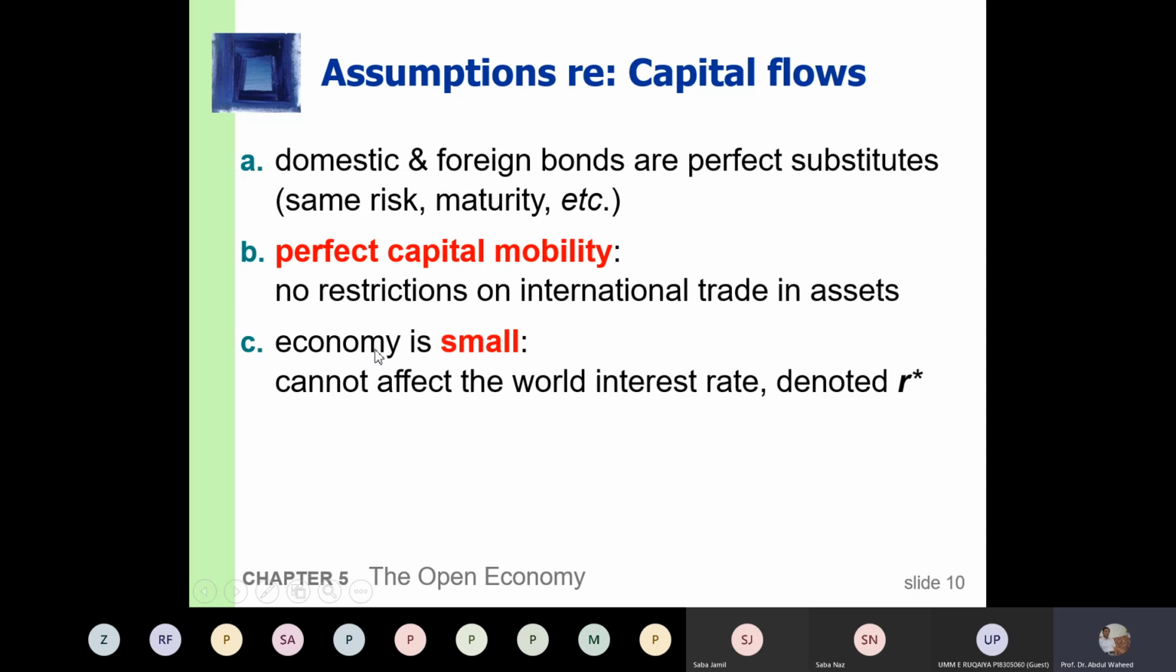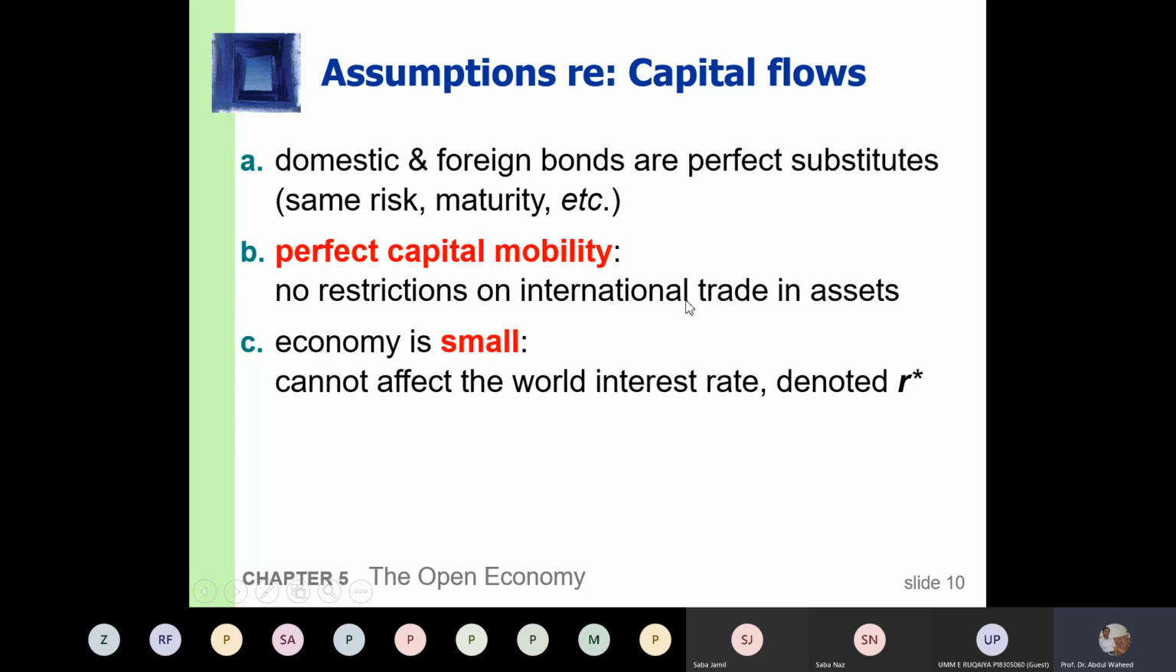Then we are also assuming that the economy is small. If we have a small economy, this means it cannot affect the world interest rate. Because if you have a small economy, then your transactions are a very small proportion of world transactions, so you cannot affect the world interest rate. If it is a large economy, then it can affect the world interest rate. So this R asterisk is the world interest rate.